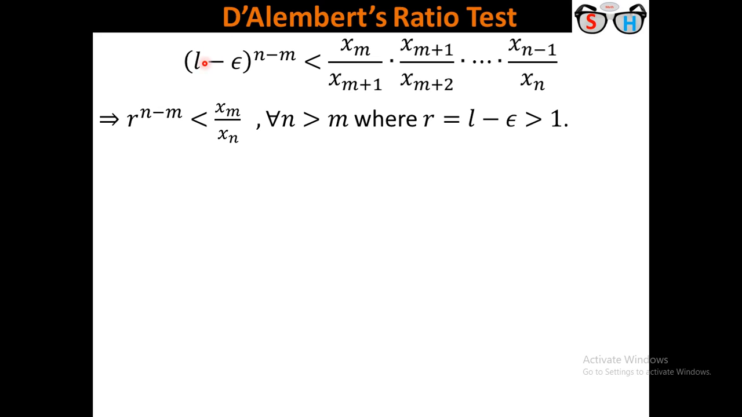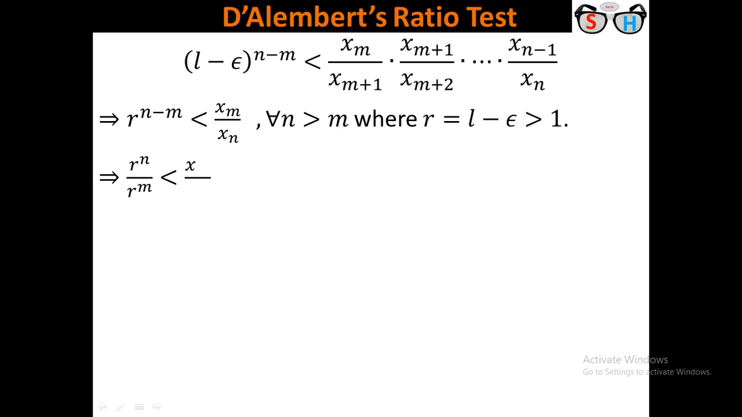Here I actually take L minus epsilon as r. Clearly L minus epsilon is greater than 1 due to our assumption. Here I write for all n greater than m, because you see that here x_n is the denominator of some factors. If you take the minimum number of factors, that is, if you take minimum one factor, you get simply x_m by x_(m+1). So here n is equal to m plus 1, so n here starts from m plus 1. So I write here for n greater than m.